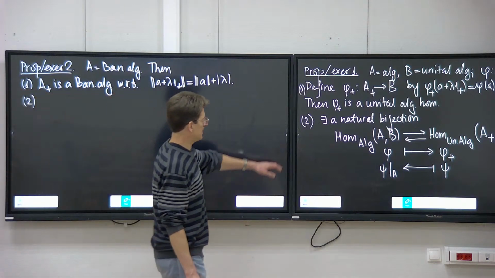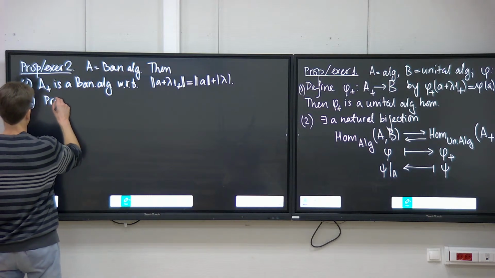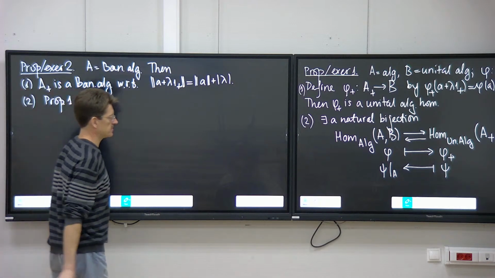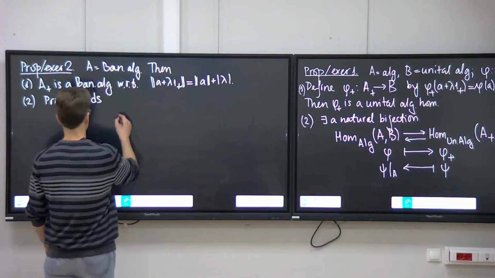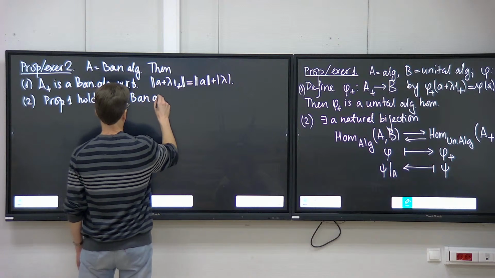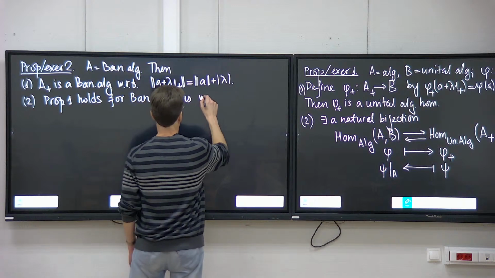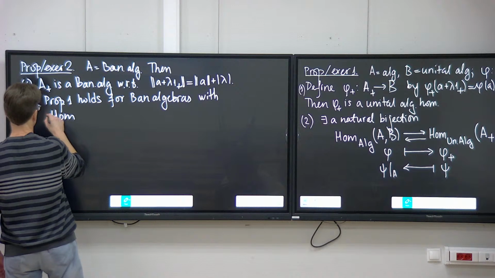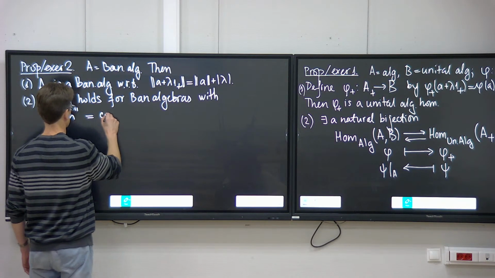And we will have a complete analog of proposition 1. That is, proposition 1 holds if we replace algebra homomorphisms by continuous algebra homomorphisms. So it holds for Banach algebras, with the convention that hom stands for the set of all continuous algebra homomorphisms.